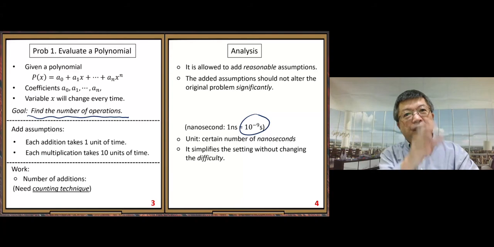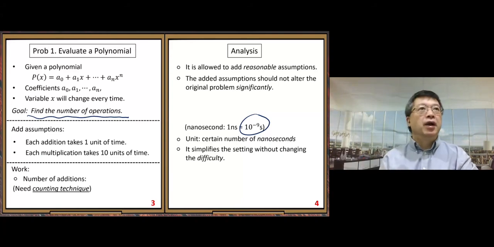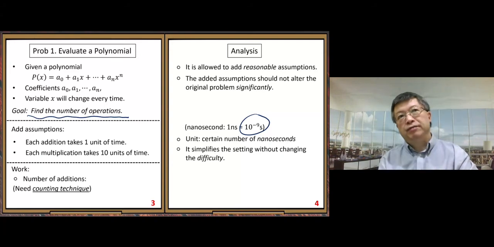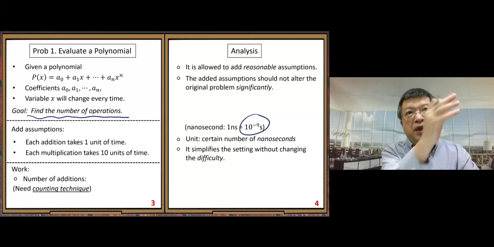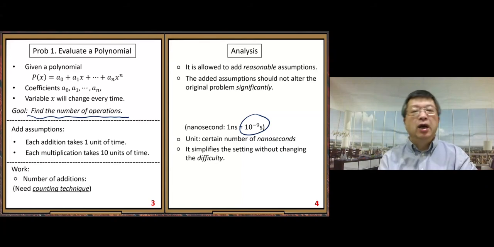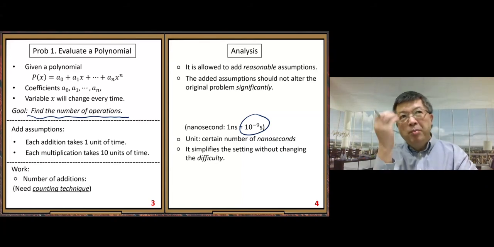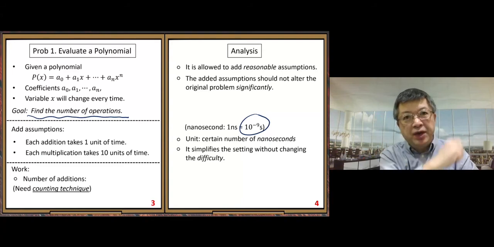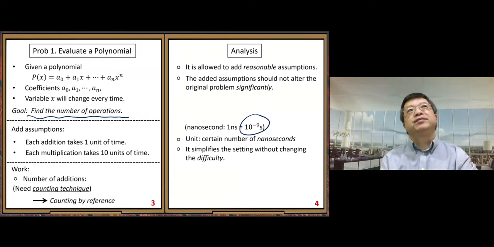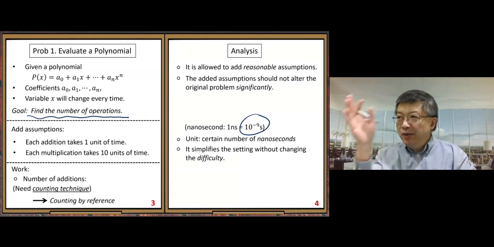Here, I want to talk about a counting technique. This is a simple counting question. In your discrete math 3000, you learned the counting topic, right? There are some basic counting techniques, so I hope you have some idea about it. But here, let me talk about one particular counting technique we can use. It is called counting by reference.